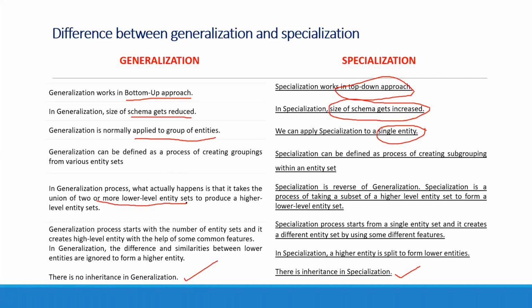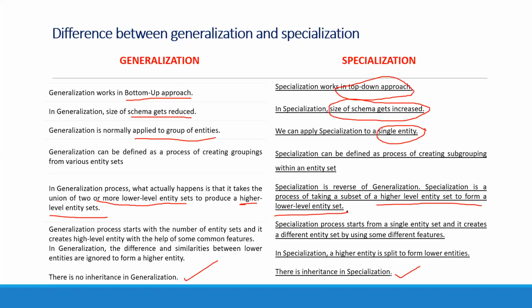The same definition is written here: we start the process from two or more lower level entity sets to produce higher level entity sets. This process is called the bottom up approach. Here, we start with a higher level entity set to form lower level entity sets. So this process is called the top down approach. These are the important differences between generalization and specialization.